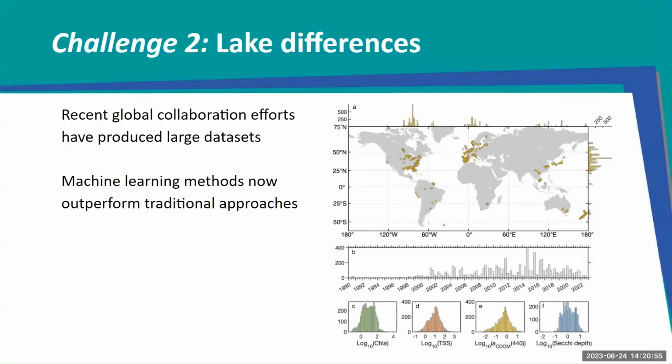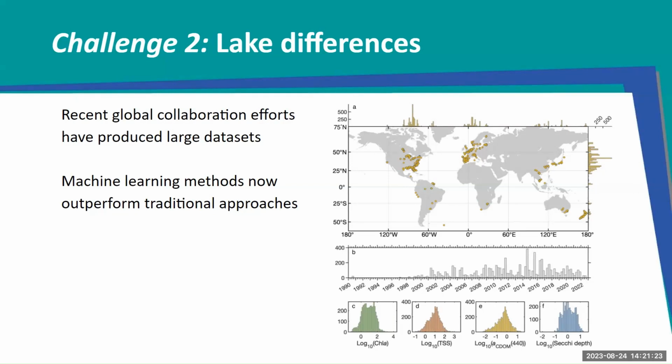The next challenge we looked at was lake differences. What I mean by this is that in recent years, we've started getting a trend of global collaboration within the water quality remote sensing community that has led to some large data sets being collated. This screenshot summarizes a recent data set called Gloria, once again named by Moritz, which has lakes from all around the world, a wide variety of different types of lakes.